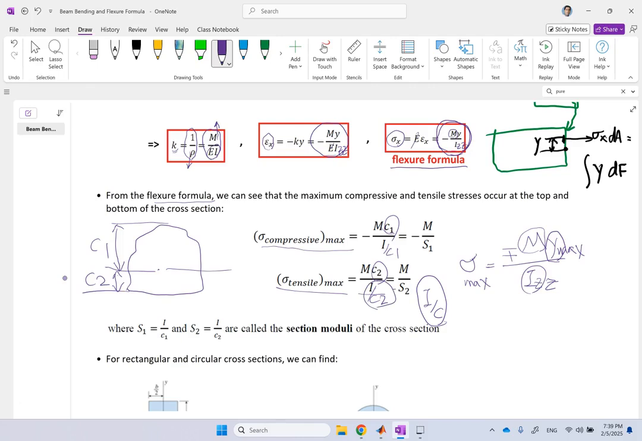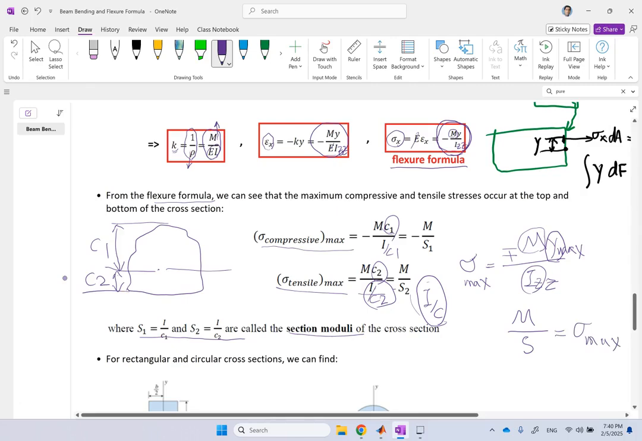So that's where they gave this I over C a name, because it's only a function of geometry, the cross section, and they call it the section modulus. So the section moduli, I over C1 and I over C2, these are called the section moduli. Each one of them is a section modulus, S1 and S2. And so M over S, the section modulus, this is your sigma max.